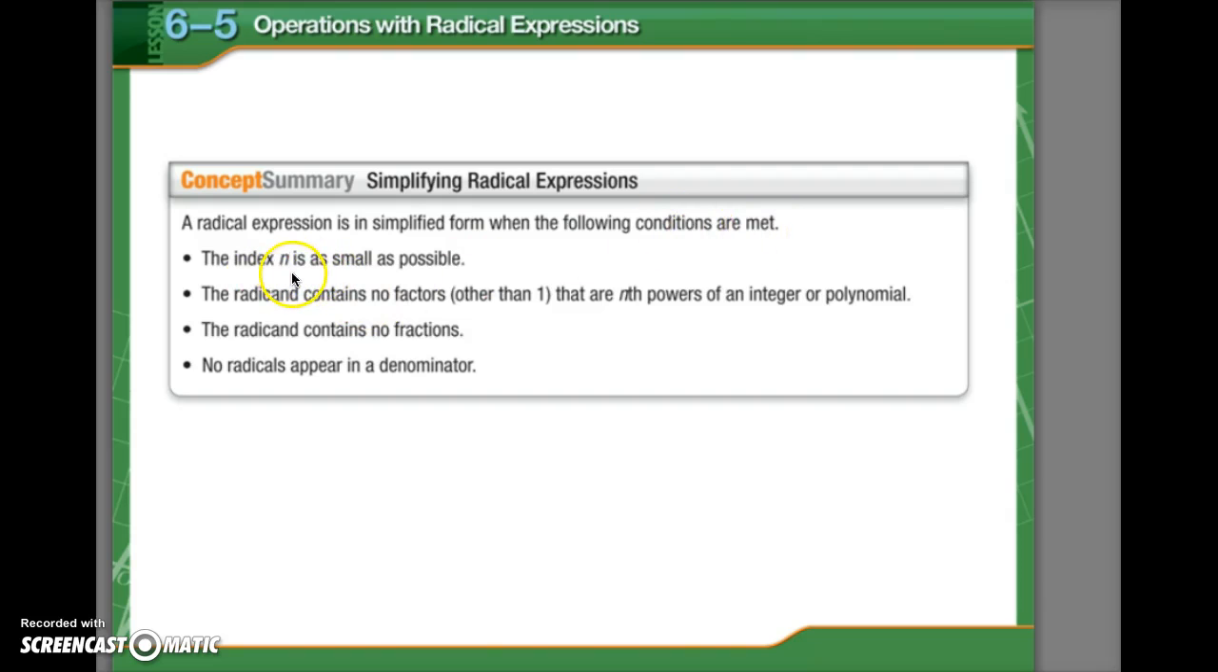It says the index n is as small as possible, and the index is, if I pull up my drawing toolbar real quick, if I take the nth root of something, that's the n that they're talking about when they say the index. It's this root, so it's like the square root or the third root or the fourth root. That root needs to be as small as possible in order for something to be fully simplified. The radicand contains no factors other than 1 that are nth powers of an integer or polynomial. And all this stuff under here, this is where you have your radicand.